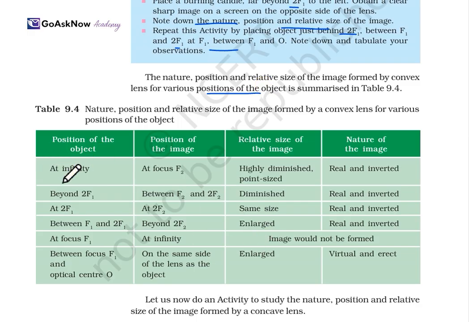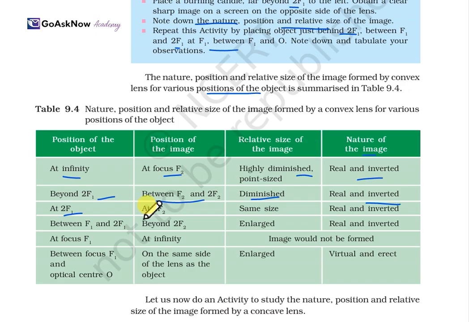You can verify it. When you put the object at infinity, the position of the image will be at F2, and the relative size of the image will be highly diminished, point-sized. Also the nature of the image will be real and inverted. Second, when you keep the object beyond 2F1, the image will be between F2 and 2F2, and the relative size of the image will be diminished, real and inverted.